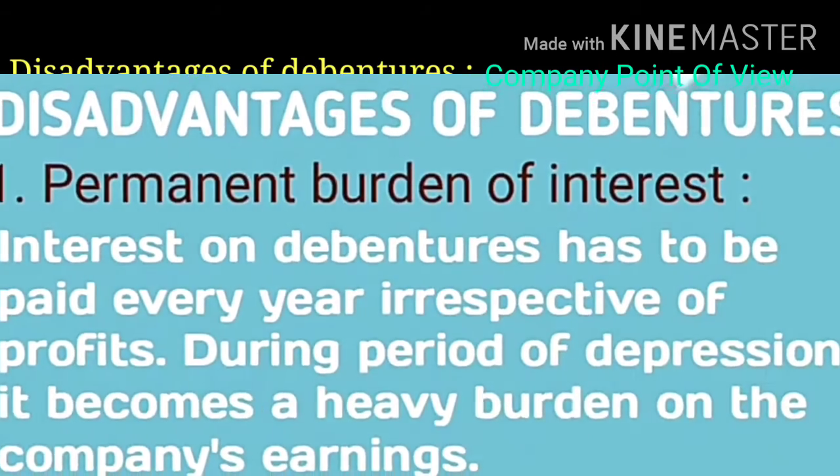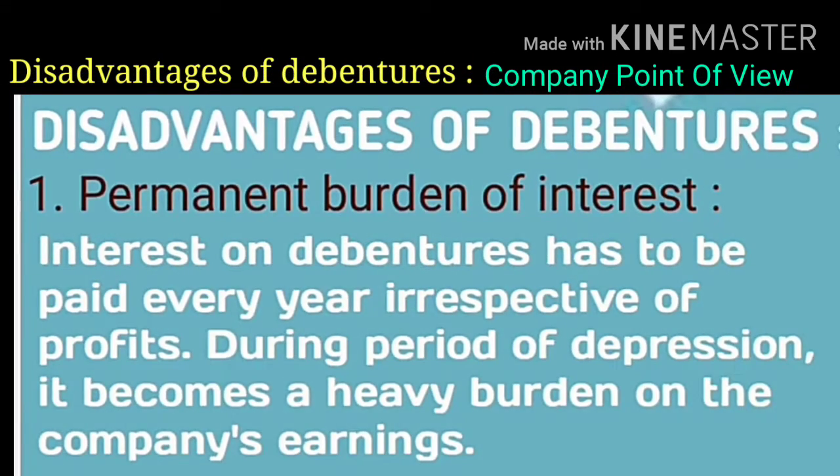First one, permanent burden of interest. Interest on debentures has to be paid every year irrespective of profit, which means whether the company gets profit or not, the company has to pay interest on debentures every year, even during the time of depression. That's why it becomes a heavy burden on the company's earnings.